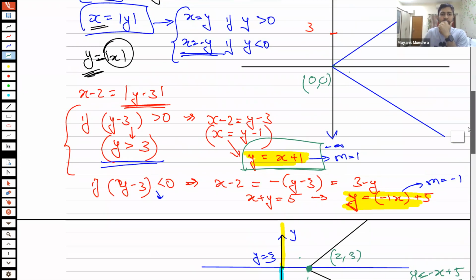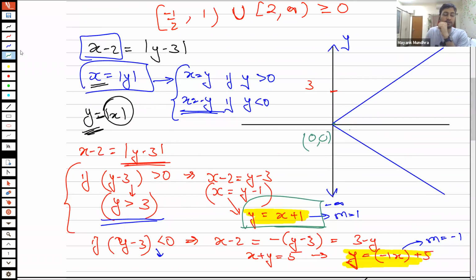So what I'm comparing here really is, I'm giving you a shortcut to draw these curves. I'm saying that the x equals to mod y curve looks like this. So x minus 2 equals to mod of y minus 3 is nothing but this similar V-shaped thing. There's this mirror image effect, but yes, it would be V-shaped.